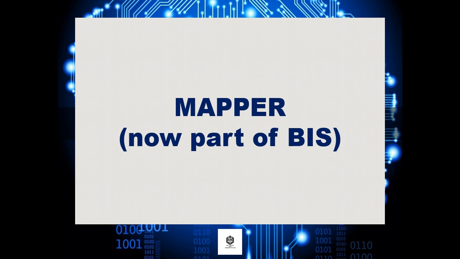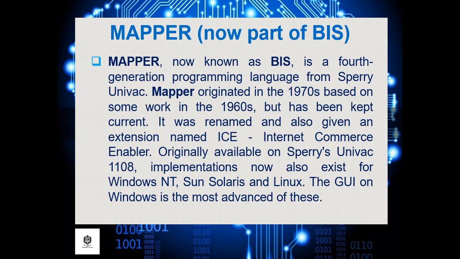Mapper, now part of BIS. Mapper, now known as BIS, is a fourth generation programming language from Sperry Univac. Mapper originated in the 1970s based on some work in the 1960s but has been kept current. It was renamed and also given an extension name ICE or Internet Commerce Enabler. Originally available on Sperry's Univac 1108, implementation now also exists for Windows NT, Sun Solaris, and Linux. The GUI on Windows is the most advanced of these.